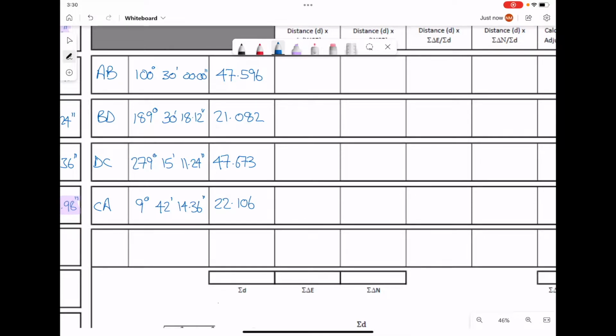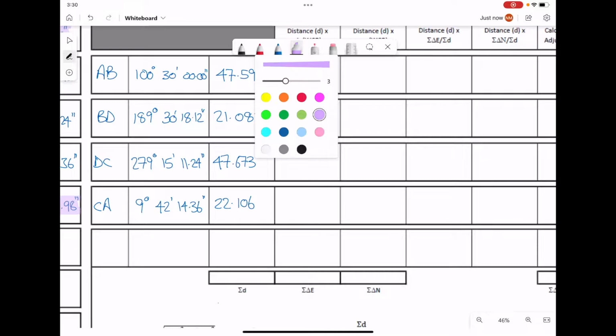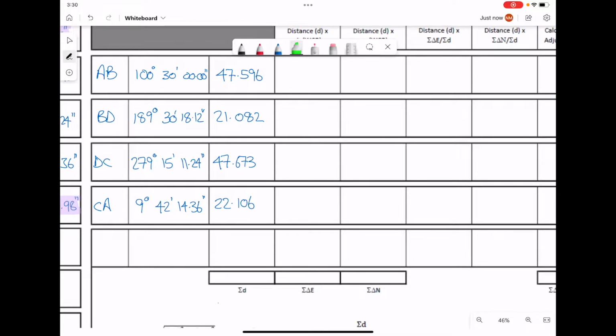Before we do any calculations, we're going to add up our four distances and place the total under the sigma D column, in our cell at the very bottom. That will give us a total distance of 138 meters, 0.457.